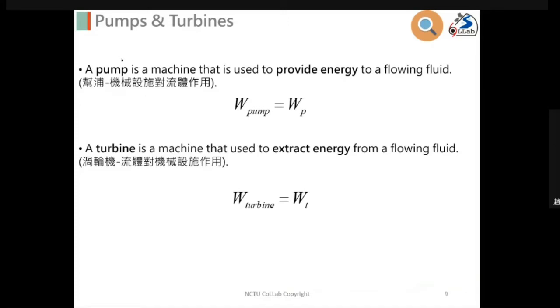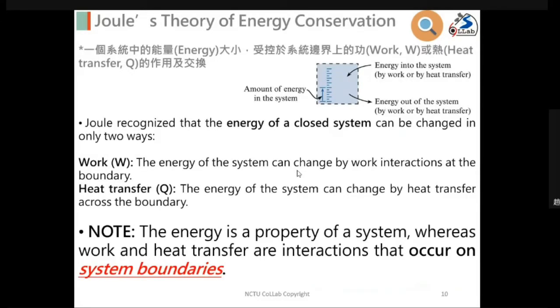As I mentioned on our first slide, there are two important topics today. One is the pump and the other is the turbine. Usually we use WP to indicate the energy. The pump provides energy to a flowing fluid, and the turbine extracts energy from a flowing fluid. Those two parameters are very important and will be used today.